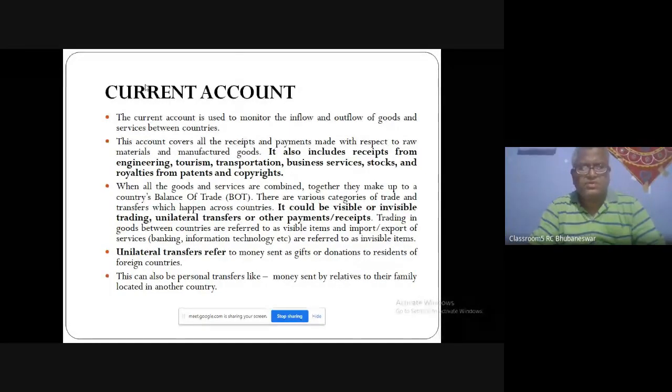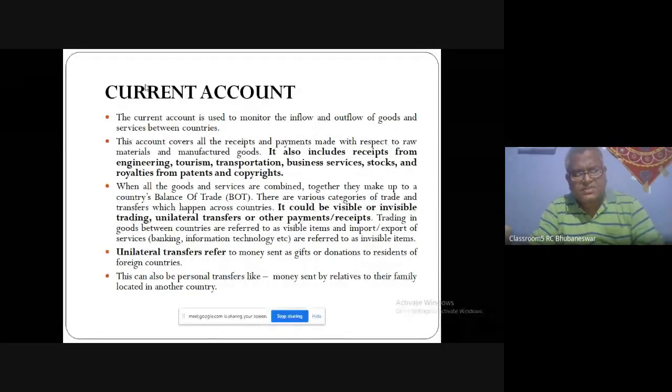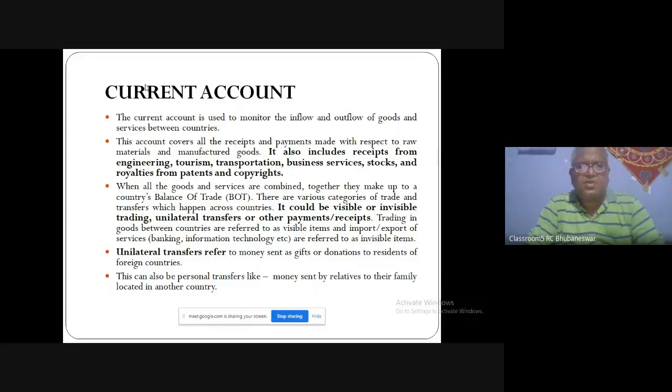In the current account, in another way, as I have already said, there is visible and invisible trading, unilateral transfers, and payments and receipts. Visible items are exports and imports. Invisible items include banking and information technology. Gifts and donations are also unilateral transfers focused on through the current account. To conclude, the current account covers inflows and outflows of goods and services between countries.